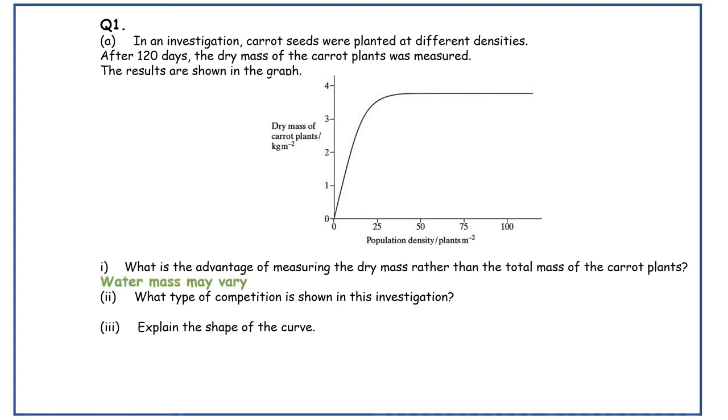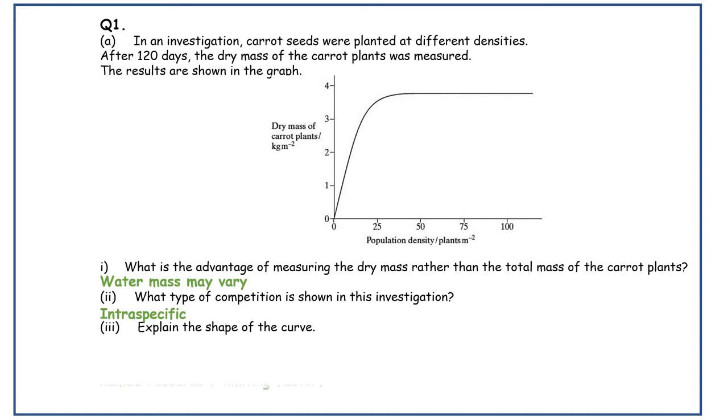What is the advantage of measuring the dry mass rather than the total mass of the carrot plants? Water mass may vary. So in biological organisms, where possible, you would take the dry mass so that you're not taking into account the water, because water in each organism will vary. What type of competition is shown in this investigation? Well, you're using carrot plants of the same species, so it's intra-specific.